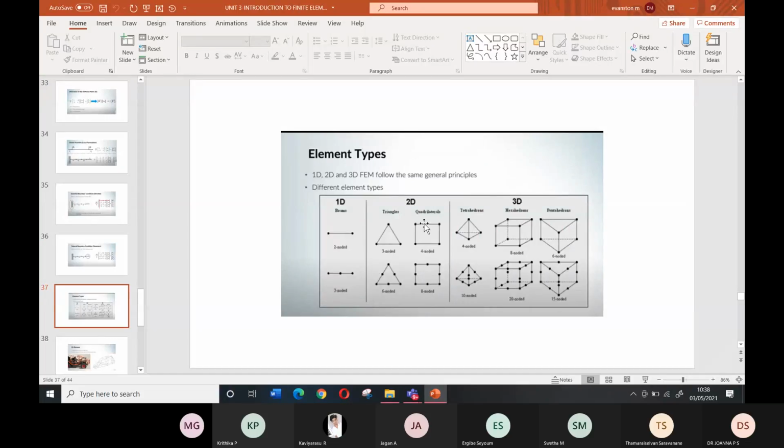And here, if you take the element type, 1D elements are used for the trusses and 2D elements for the analysis of beams. For example, 2D elements: triangle elements, quadrilateral element, then 8-noded element. All these are two-dimensional elements which are used for analysis of beams, and 1D is used for the analysis of trusses. So that's a difference.